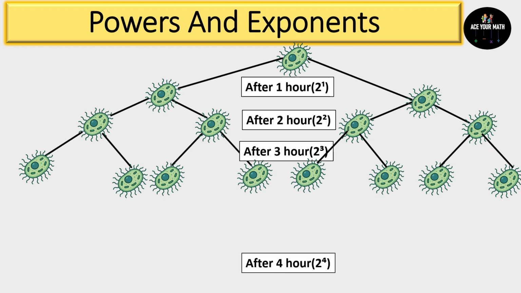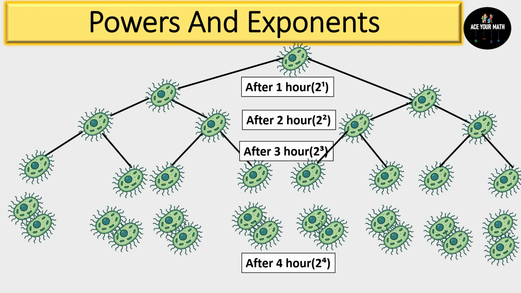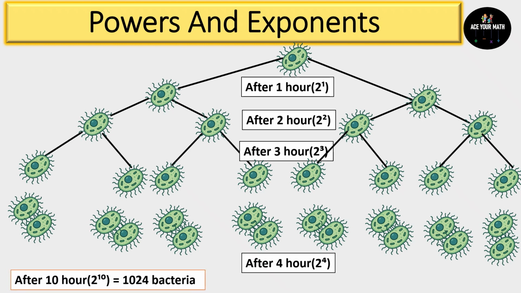So now you can easily tell me how many bacteria will be there after 4 hours. There will be 16 bacteria. If you follow the same trend, how many bacteria will be there after 10 hours? There will be 2 raised to the power 10, which means 1024 bacteria. So you see how bacteria are growing rapidly. Such type of growth is known as exponential growth.